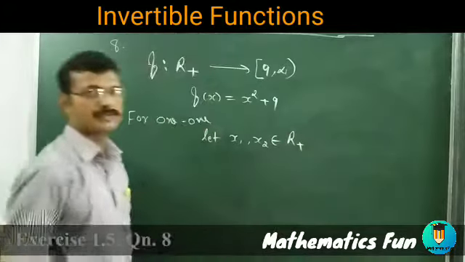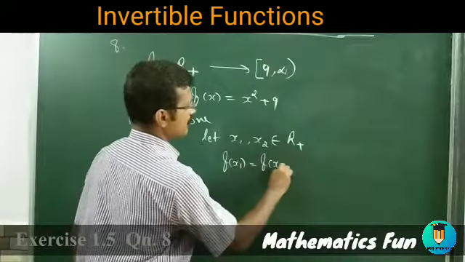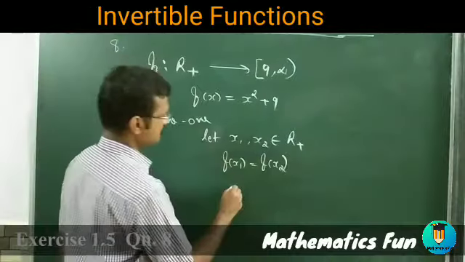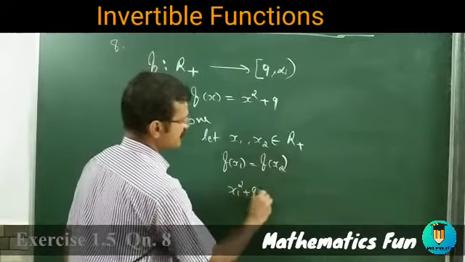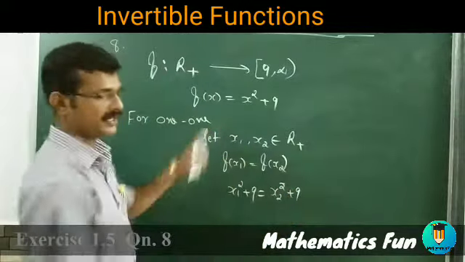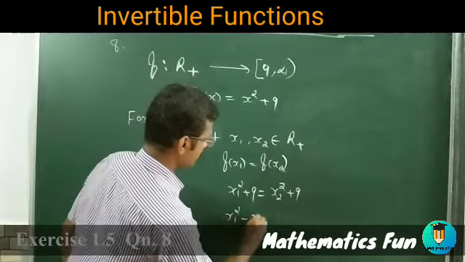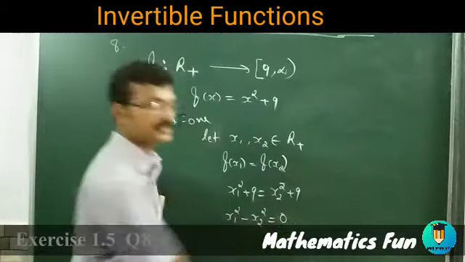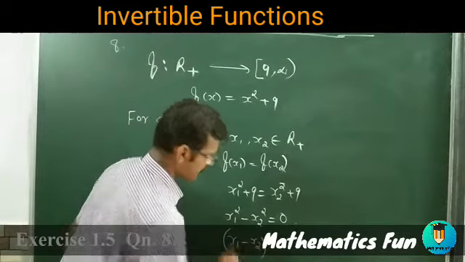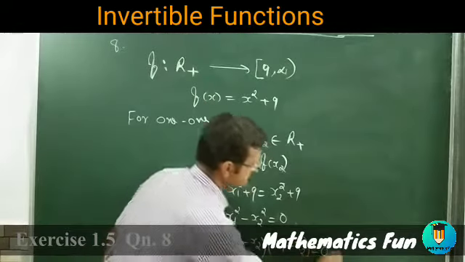I have taken from the domain two elements such that f(x1) is equal to f(x2). Our one-one method is like this. We will substitute and simplify: x1 square plus 9 equals x2 square plus 9. The 9 cancels. Bringing to one side, x1 square minus x2 square is equal to 0. This I can factorize as (x1 minus x2) into (x1 plus x2) is equal to 0.